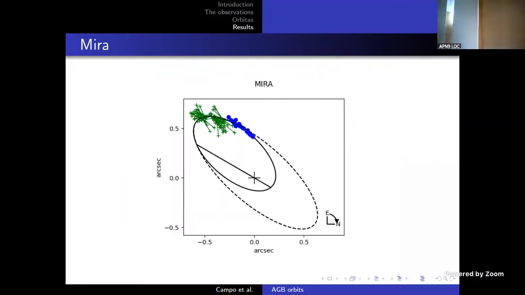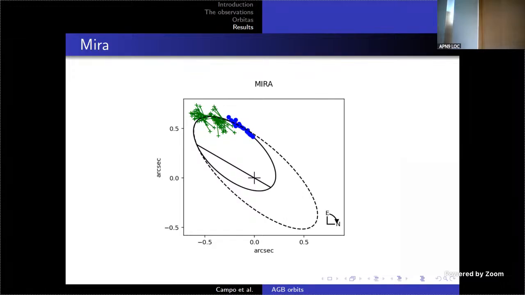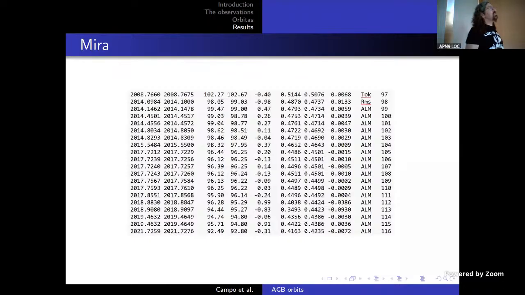Here we have the plot of the orbit. The solid line is the new orbit. The dashed line is the previous orbit. And you can see here, these crosses are the visual observations, all observations, and these dots are the new observations. You can see that it's a better adjustment to the new observations, and the residuals look much better.